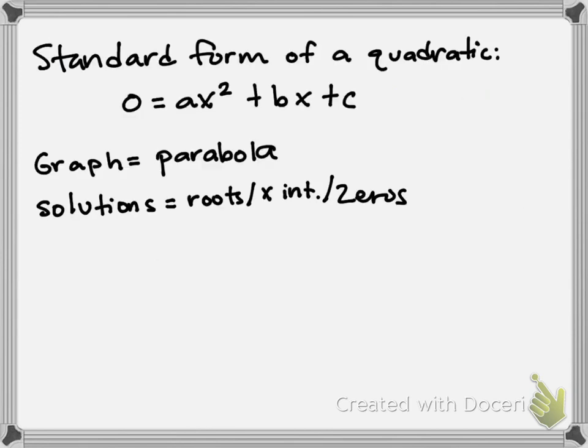All right, if you will remember, the standard form of a quadratic is right here: 0 equals ax squared plus bx plus c. Remember that in order for something to be quadratic, it has to have an x squared. If it's not an x squared, it is not a quadratic function. The graph of these always looks like a parabola. That is the U shape. It either opens up like that or down like that. And the solutions are also called roots or x-intercepts or zeros.